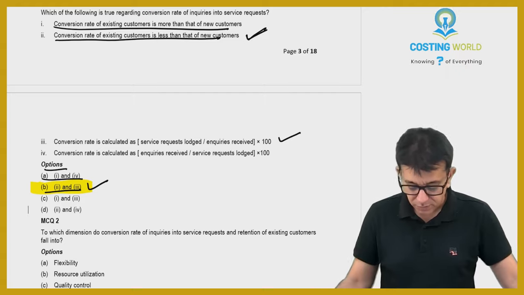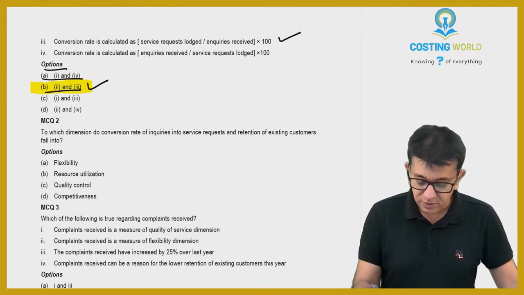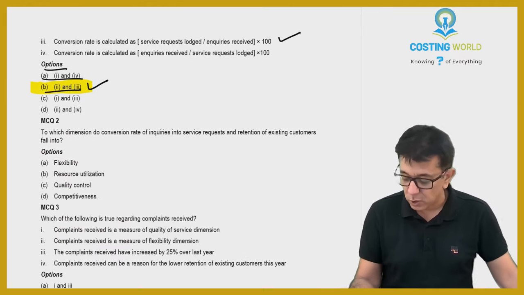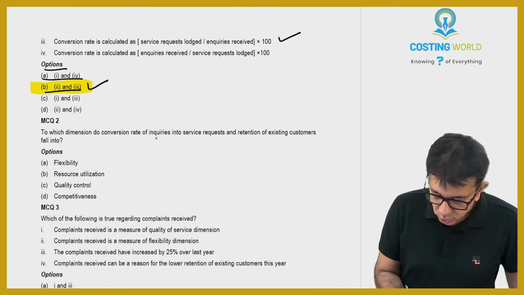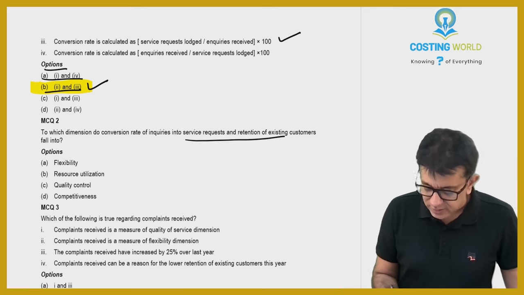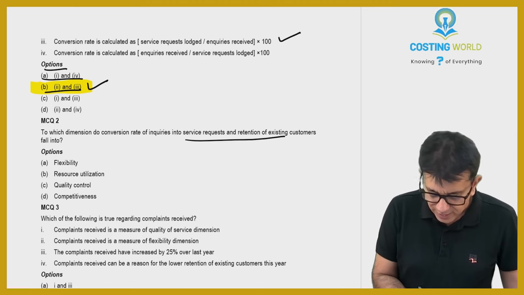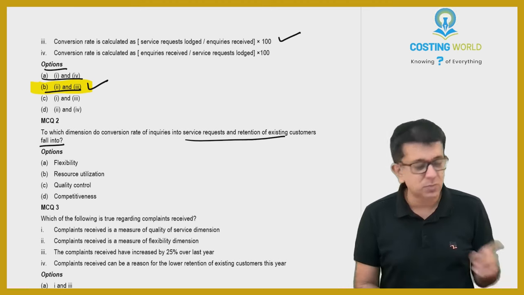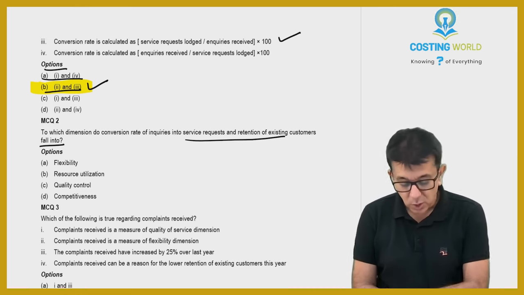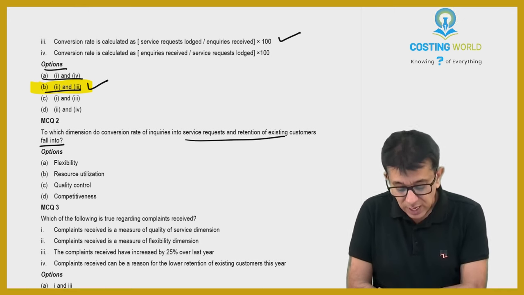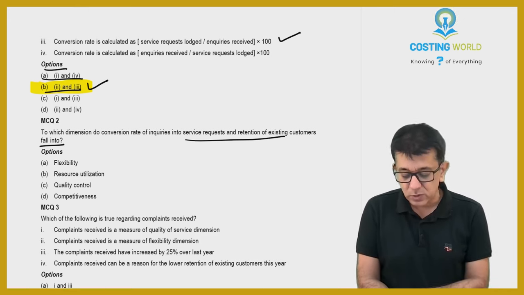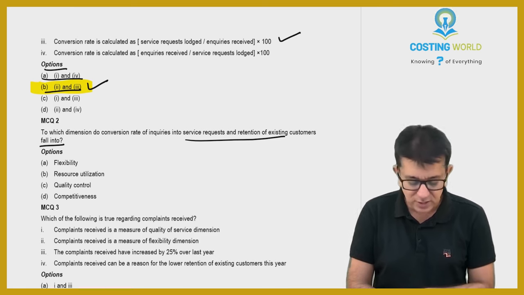Okay, further. This part is altogether done. Okay, let's do the next part. To which dimension do the conversion rate of inquiries into service requests and the retention of existing customers fall? I'll read this part once again. To which dimension? There are four dimensions in the building block model. Conversion rate of inquiries into service requests and retention of the existing customers.